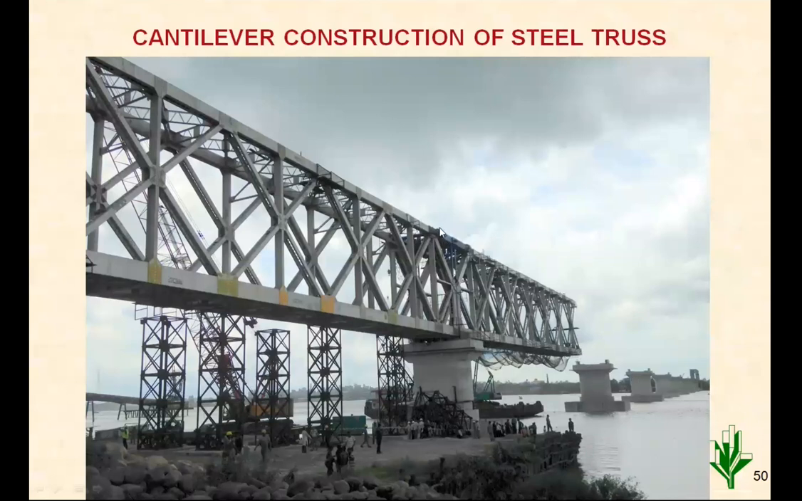After reaching the next pier location, this link will be removed. The span will become simply supported. So during construction, it is a cantilever, and after completion of the erection of this cantilever, after removing this link, it will become a simply supported one.